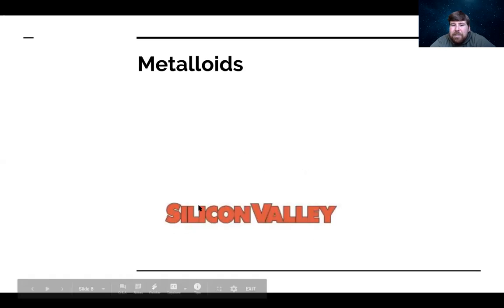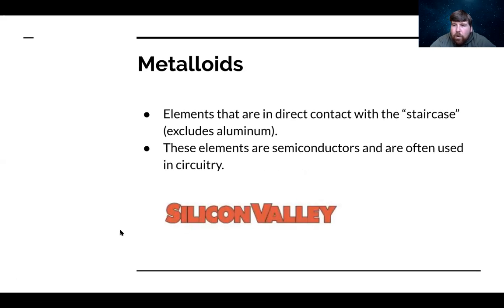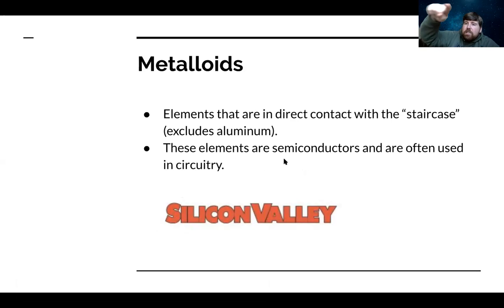Now, last but not least, I included one of my favorite shows down at the bottom here, Silicon Valley, but silicon is also one of the elements in the metalloid grouping on the periodic table. These are going to be elements that are in direct contact with the staircase, meaning that they share a side with the dark line that's usually illustrated on your periodic table. And these elements are semiconductors and are often used within circuitry, like silicon or boron. And they share other properties that are similar both with the metal section and the non-metal. At the end of the day, really just recognizing where the metalloids are, and that the metalloids separate the metals from the non-metals is probably going to be the most important piece for you guys in AP chemistry.